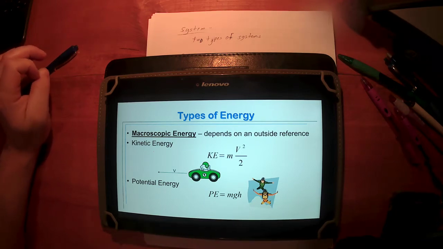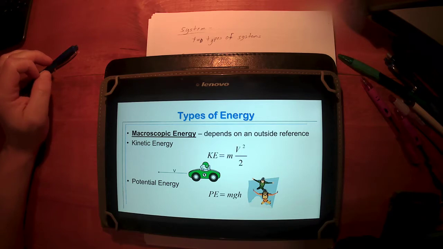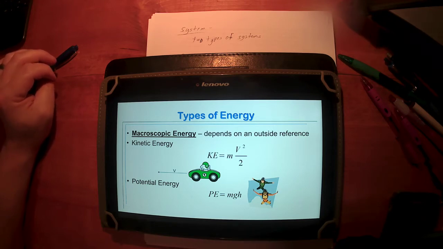Okay? So a couple of types of energy that you are probably familiar with, hopefully, because you've had Physics 1: kinetic energy and potential energy. These are what we call macroscopic energies. Macroscopic energies. They depend on some outside reference to be measured.